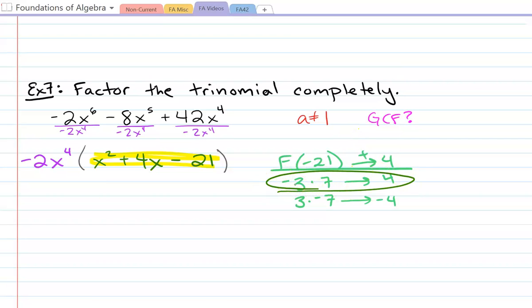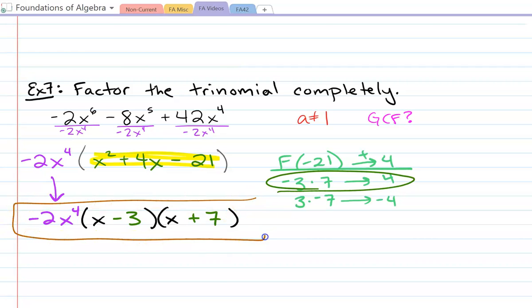So we put it into our form. We have x in front. We have x minus 3, x plus 7, and the negative 2x to the 4th drops down. And this whole thing is our factored form answer.